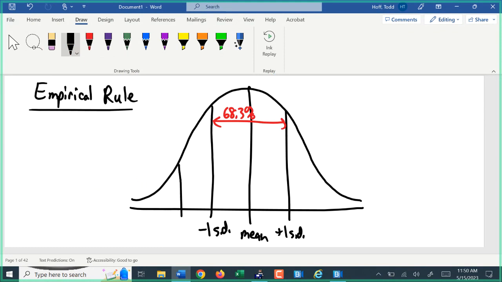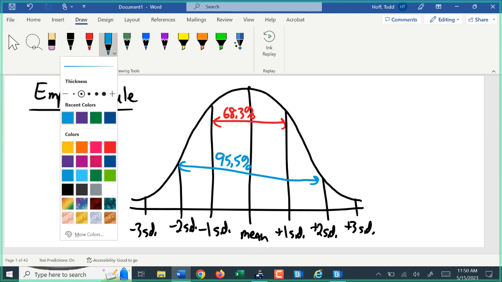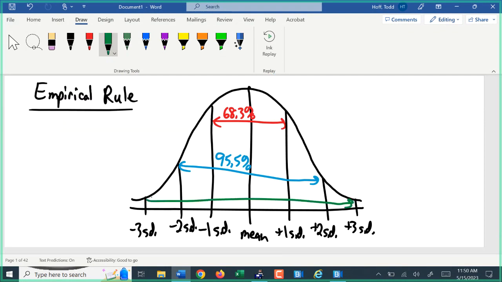If we go 2 standard deviations, so this would be minus 2 standard deviations in this direction, and plus 2 standard deviations in this direction. There we go. We expect to find 95.5% in that range. And then a 3rd standard deviation, negative 3 standard deviations now, and positive 3 standard deviations. We expect to find almost all of it in that range. It comes out to be 99.7%. Anything outside of that range, by the way, is what we consider an outlier. It's very unlikely to happen, and it could drastically affect our data.